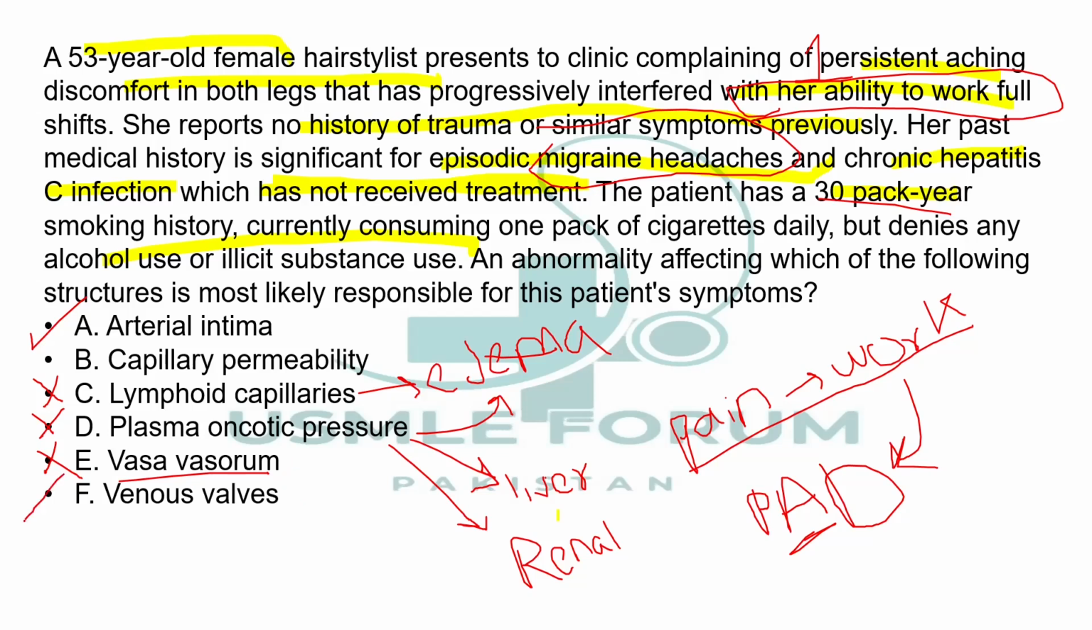Venous valve is a wrong answer because venous valve problems are seen in venous insufficiency, right? And venous insufficiency will always present with edema. There is no edema, so veins will always present with edema. Nine out of ten times they're going to present with edema, or with a previous history of DVT. There is no DVT. DVT is basically prolonged immobilization and unilateral lower limb swelling and pain. There is nothing like that. She's getting pain from work.